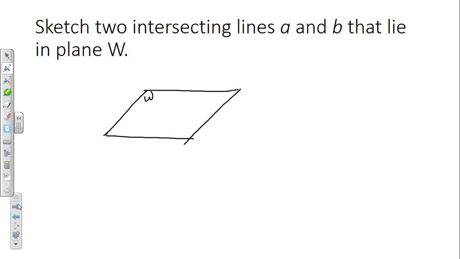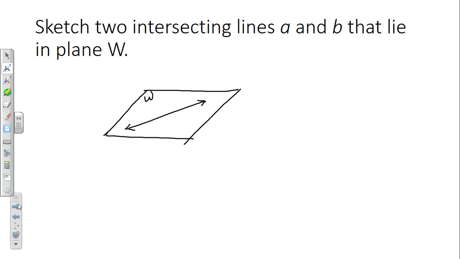All right, now we need to have intersecting lines. What does it mean if lines intersect? They cross, right? They're not parallel, they cross, okay? So draw two lines on that plane that are crossing, right? Yeah, that's fine, absolutely. Usually off to the side, never right where they intersect.